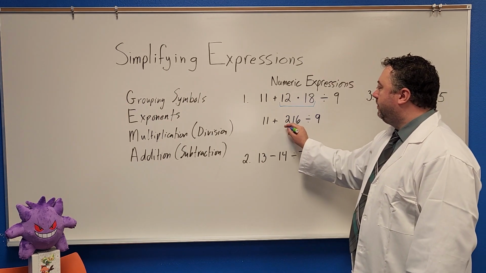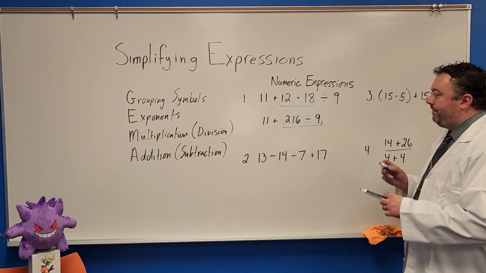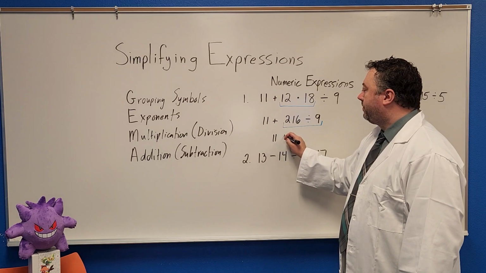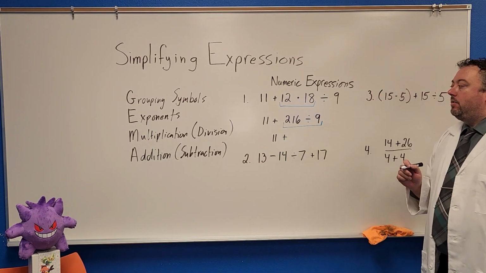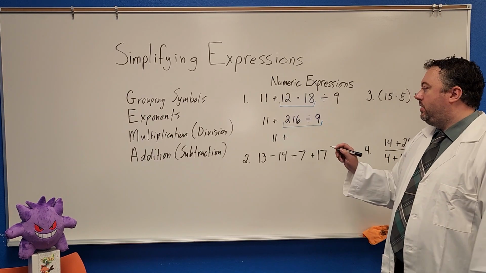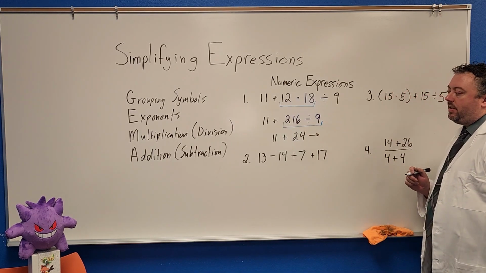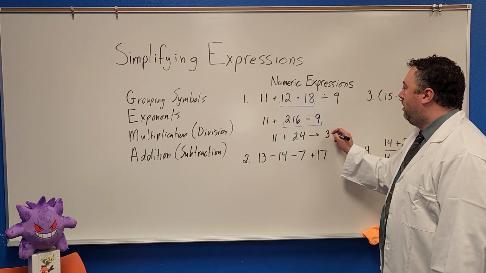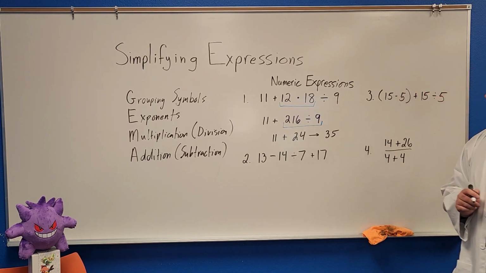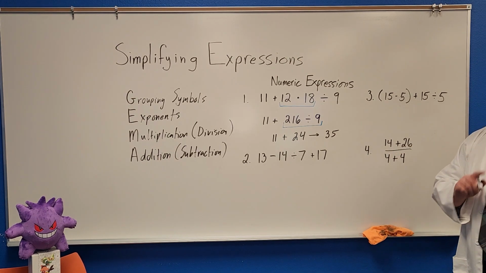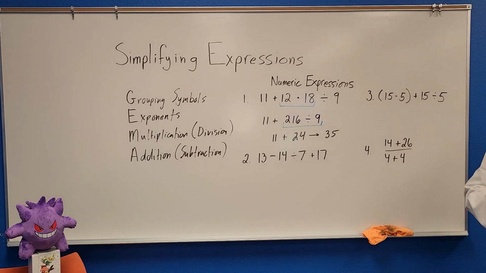Now, I need to handle the division. The 11 comes down, plus, and now 216 divided by 9 is 24. And since I've run out of room, I'm going to use a right arrow to say that 11 plus 24 is 35. And there we go. Okay, we got 3 more examples. At this point, I encourage you to pause the video, look at these 3 examples, try it yourself, see what answers you get, then start the video again so you can check your answers with mine.